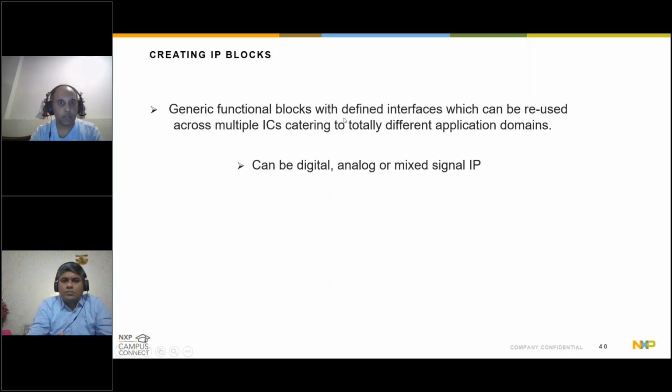So these are generic functional blocks with defined interfaces which can be reused across multiple ICs, catering to totally different application domains. They can be digital, analog, or mixed signal IPs, right? Digital, like the Ethernet block I mentioned. Analog, let's say a PLL. Mixed signal, let's say an ADC subsystem, which takes data from the external world in an analog format, does the conversion into the digital world, and then feeds the data to other components in an SOC for further processing. Okay.